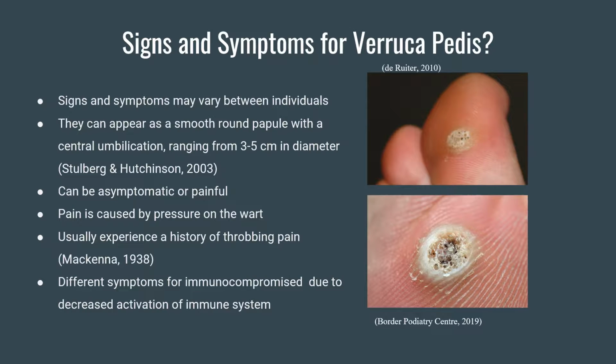Let's look at the signs and symptoms for Verruca Pedis. Signs and symptoms may differ between patients and reflect on the person's level of immunity and overall level of health. The viral infection can appear as a smooth, round papule with a central umbilication, ranging from 3 to 5 millimeters in diameter. Verruca Pedis infections can appear asymptomatic for some, whereas others can induce pain.